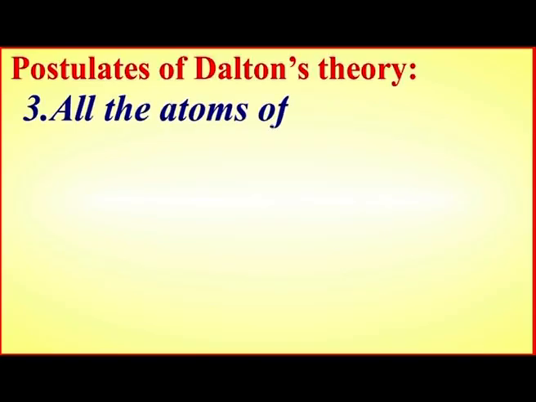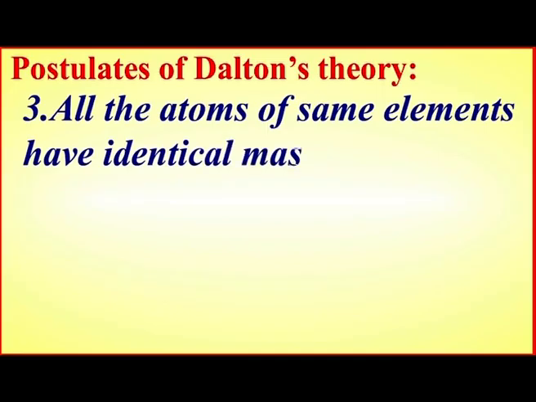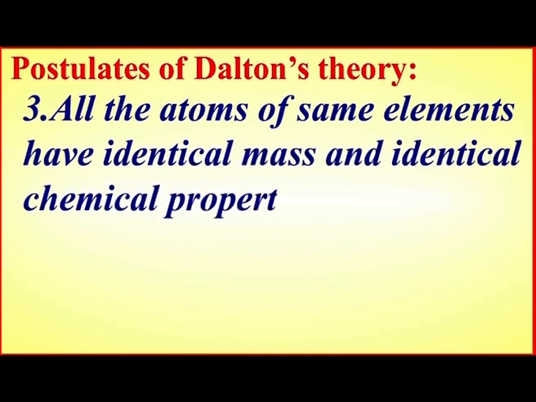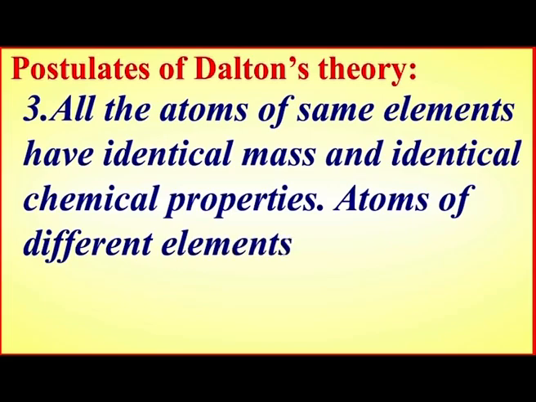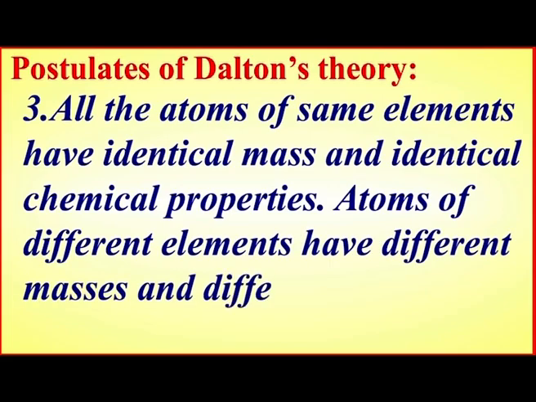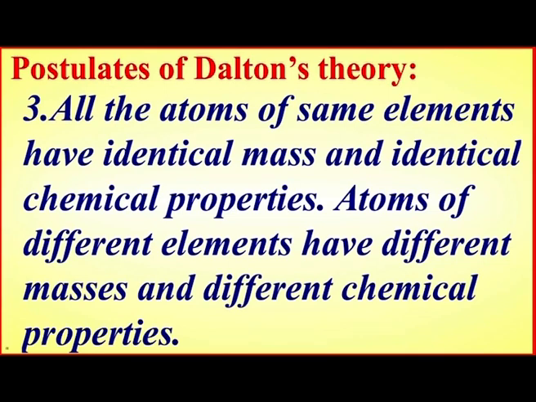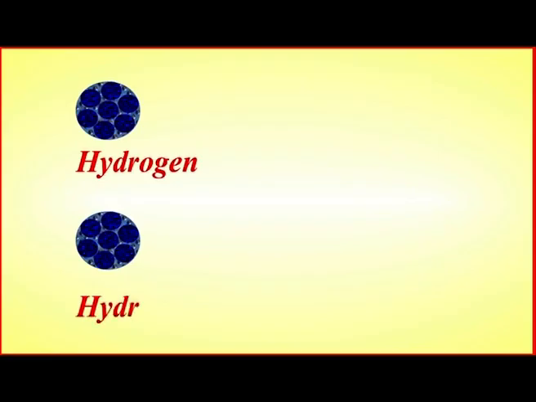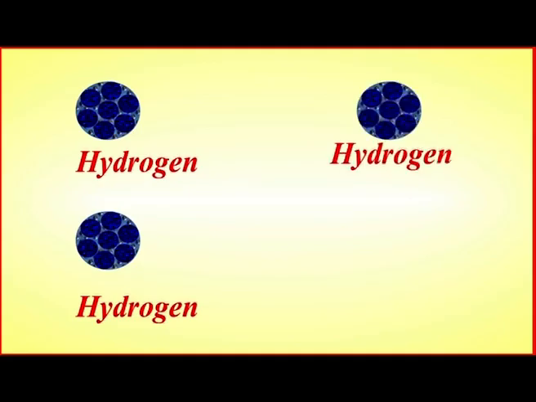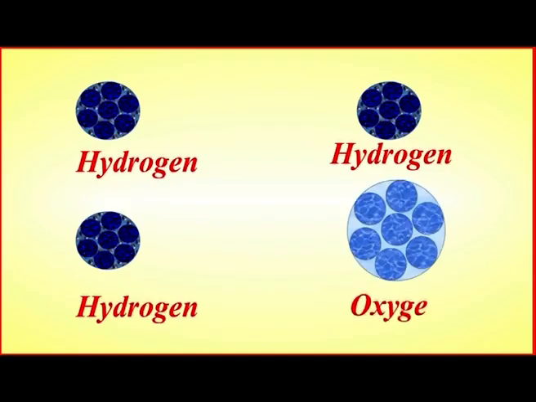Number 3. All the atoms of the same element have identical mass and identical chemical properties. Atoms of different elements have different masses and different chemical properties. Look here, my dear children. These two are hydrogen elements and atoms of these two hydrogen elements are the same. Look here, this is hydrogen element, this is oxygen element. The atoms in the hydrogen element and oxygen element are not identical.